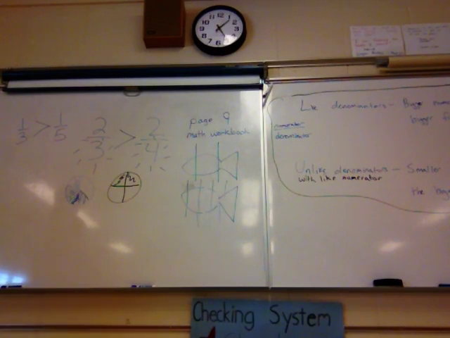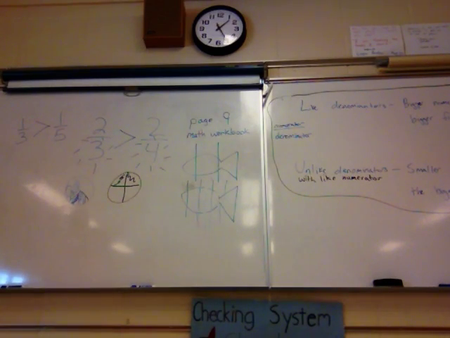Give me a problem, Mr. Adamson, I'll get it right. This would be a five. Mr. Adamson, I'm not sure about what a numerator or a denominator is yet. Please show me how you're feeling. Okay? Yeah, you can go anywhere in between.